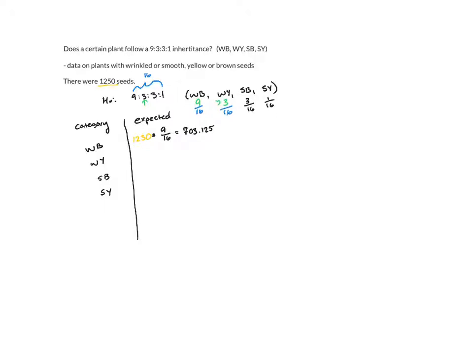For the next one, I'd multiply 1,250 by 3 over 16, because that's the ratio that goes with it. And when I do that, I'm going to get 234.375. When I do the one for smooth brown seeds, it's got the same ratio as wrinkled yellow, which means it's going to end up with the same number, 234.375. The final thing I'll do is go ahead and plug in the last one, which will be 1,250 times 1 over 16, which will give me 78.125.